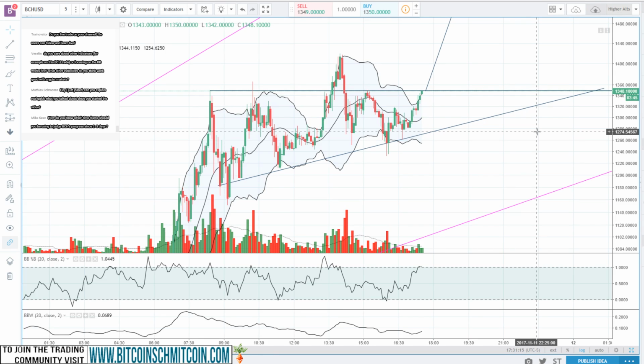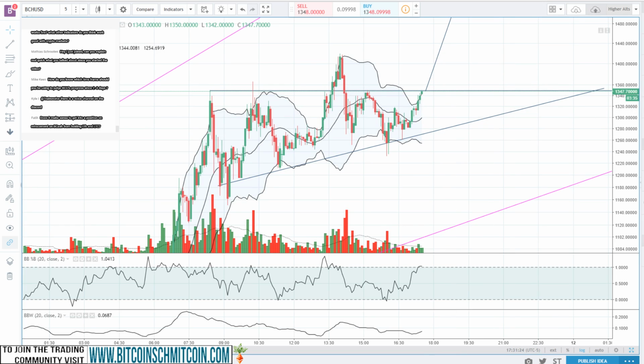Do you care about other indicators? For example, on this BCH trade, or do the Bollinger Bands work fine? Yeah, I do use other indicators. I use the 50 and the 200 EMA.